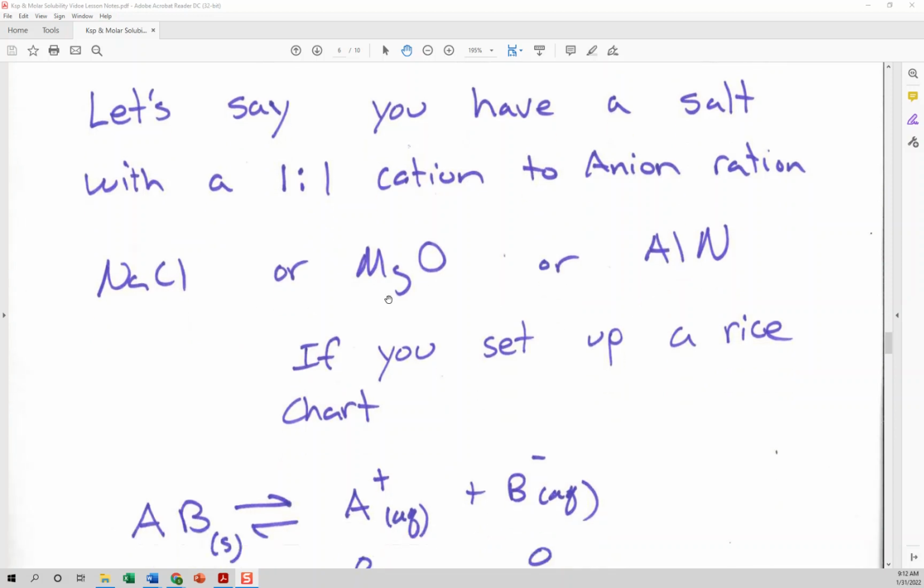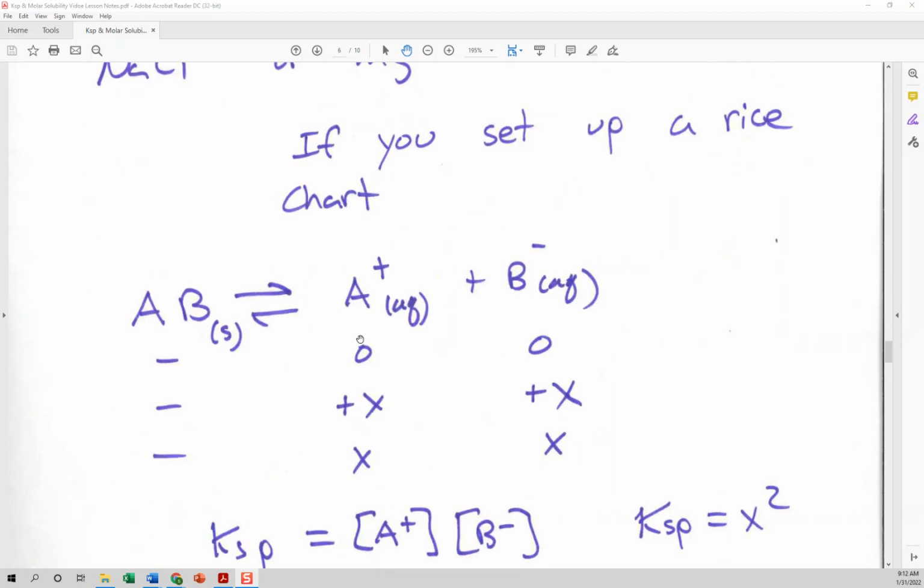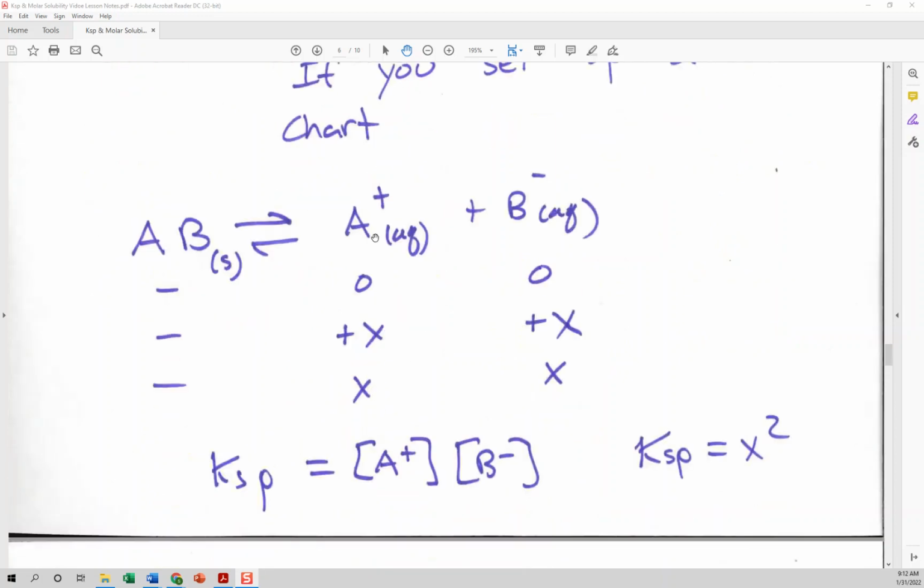If we made a Rice chart for this, a 1-to-1 ratio, it would always come up with the concentration of the cation is X, and the concentration of the anion is also X. They would be the same thing because they're a 1-to-1 ratio. And the KSP expression would always just equal the concentration of the cation times the concentration of the anion, and there would be no exponents. And since both of these would be considered the same value, X at equilibrium, you get KSP equals X squared.